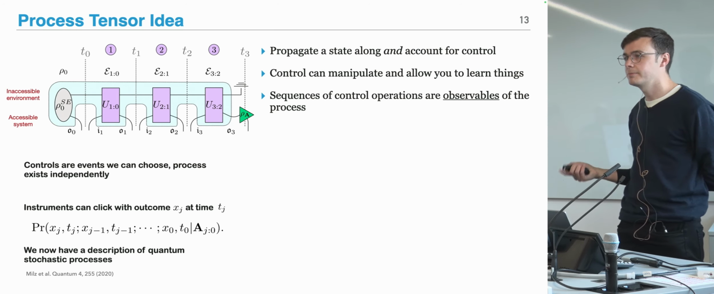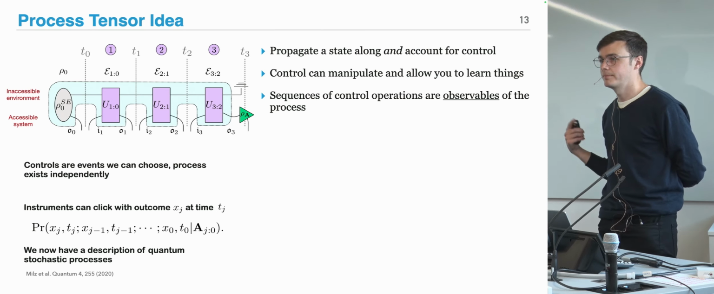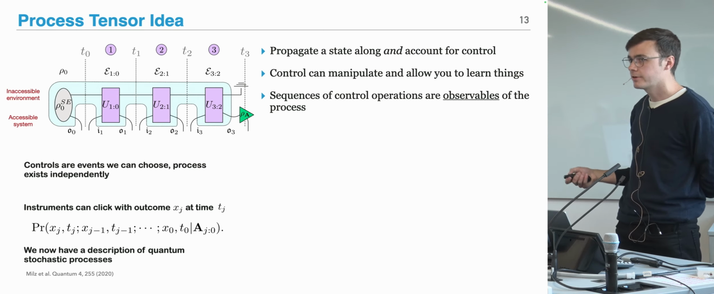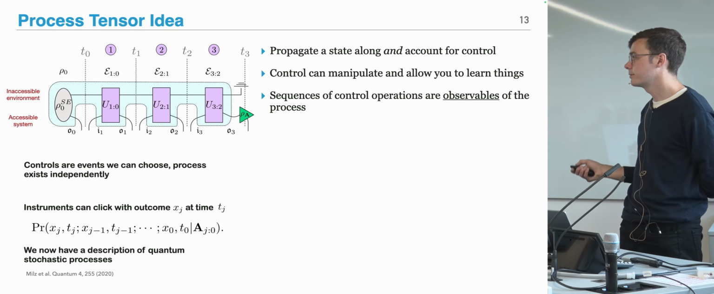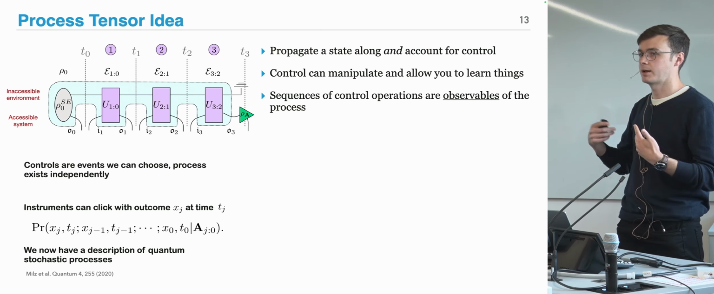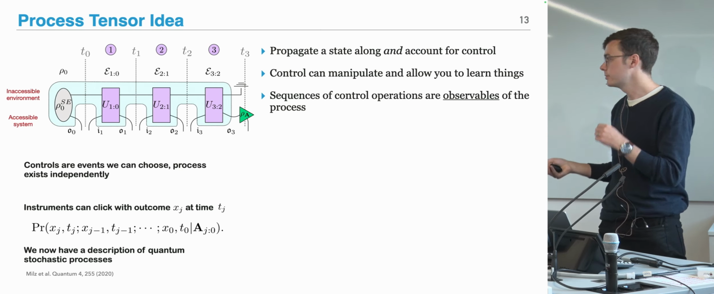So this is the fundamental way in which a quantum stochastic process differs from a classical stochastic process: it also has to be cognizant of the control operations. We can't just have this pure, single joint probability distribution in time.